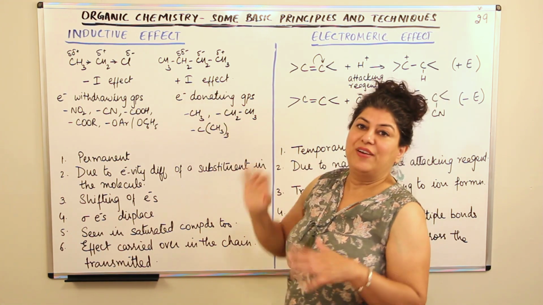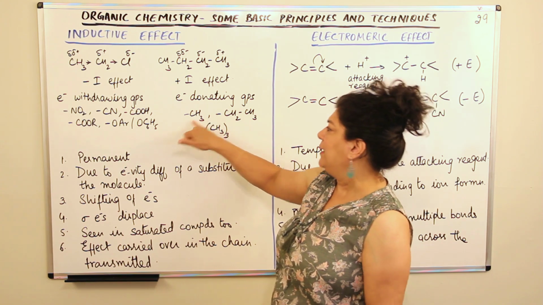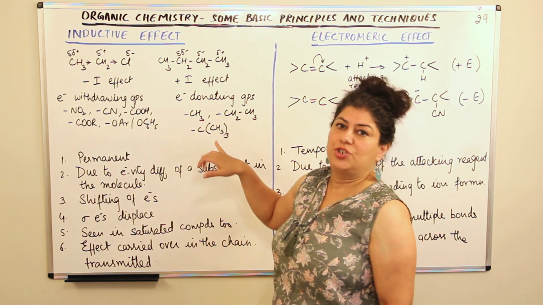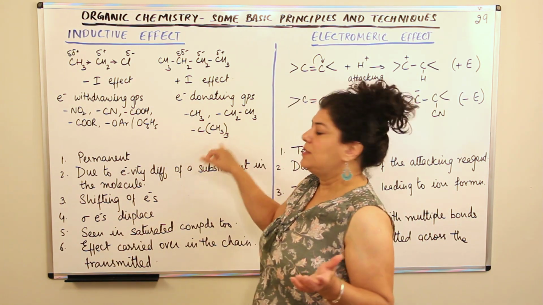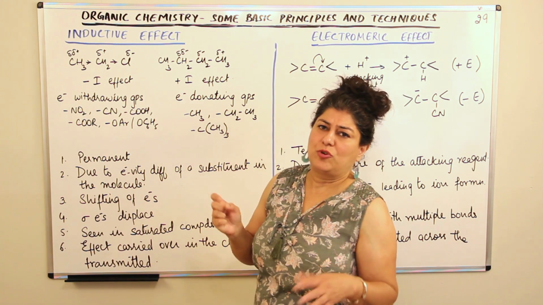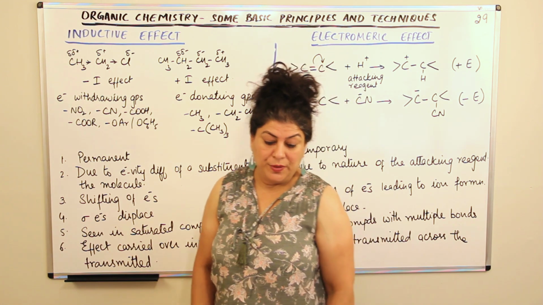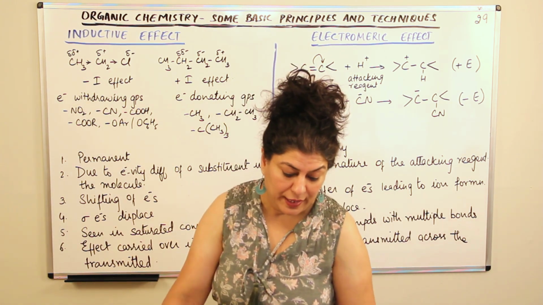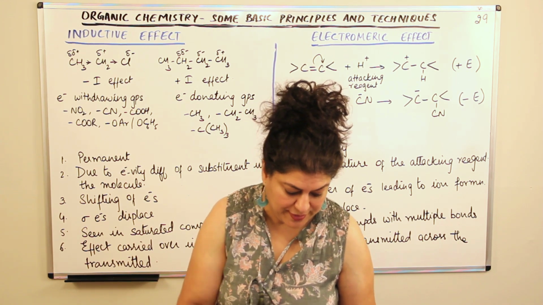And plus I effect will be shown by electron donating groups. So you'll have methyl group, ethyl group, tertiary butyl, secondary butyl, or whatever. Any of these alkyl groups or substituents of alkyl groups will all be electron donating groups. So that was an example of what kind of groups would show these effects.